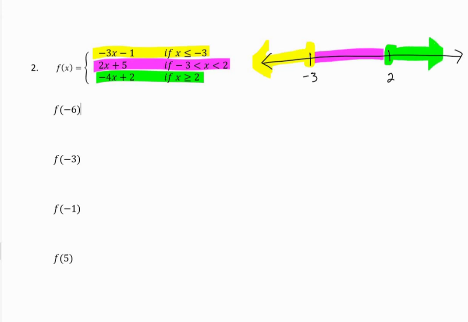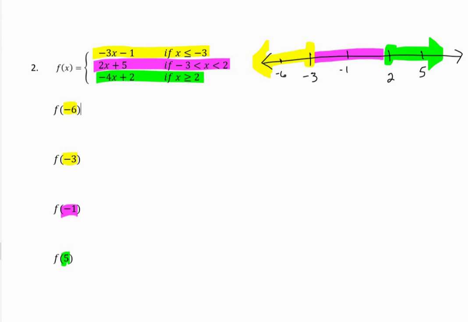Okay, now I want to figure out where these numbers lie on my number line. Well, -6 is in this part of my graph, so it's in the yellow part. So I can color code -6 being yellow. -3 is right in that yellow part as well. It's right on the end point. -1 is in between -3 and +2, so that is going to be my pink part of the function. And 5 is in the green part of the function. It is over here toward the right.